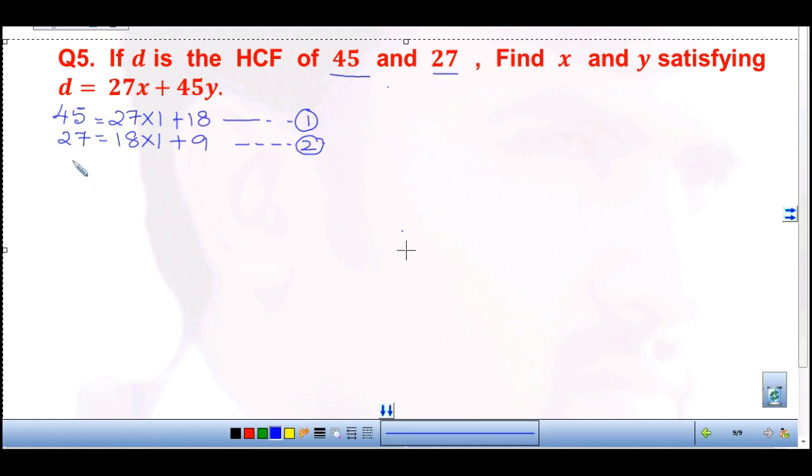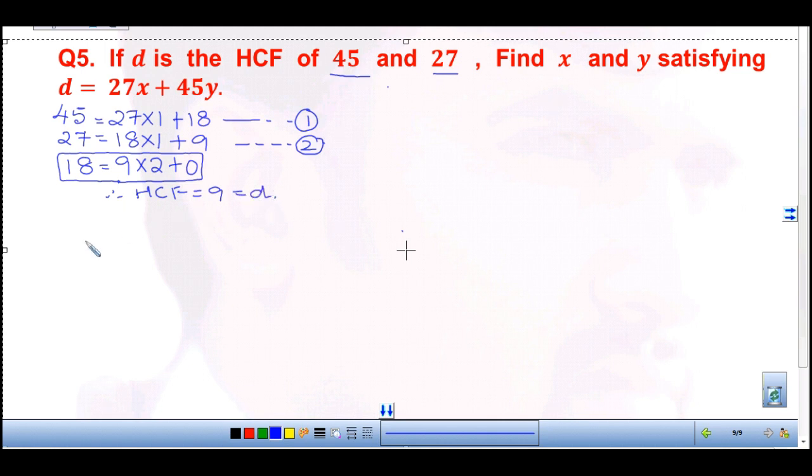In this step also, we don't have the remainder equal to 0, so further we need to continue and write 18 as 9 multiplied with 2 plus 0. In this step, we have a remainder equal to 0. Therefore, highest common factor is 9. This is the value of D.